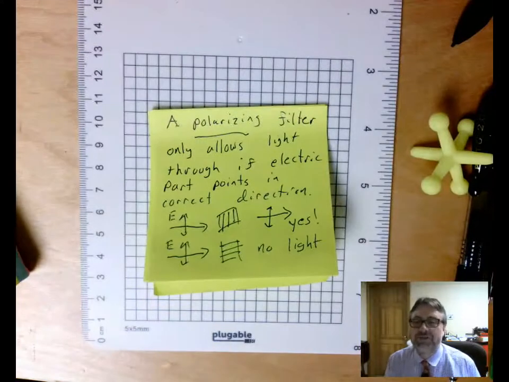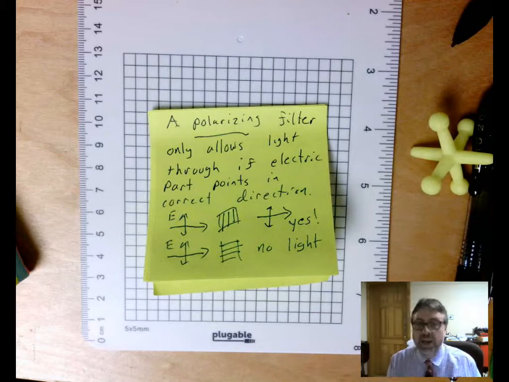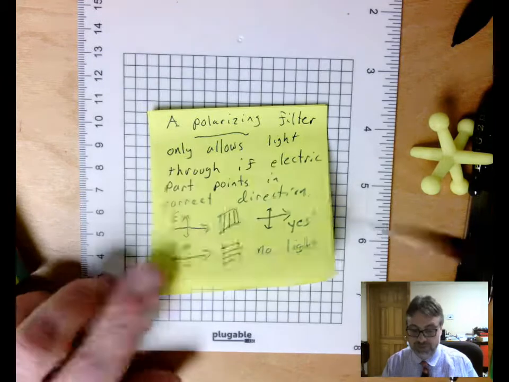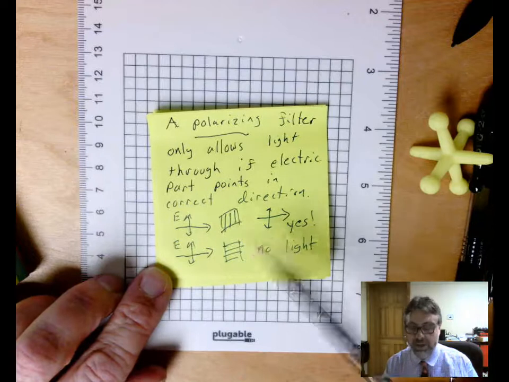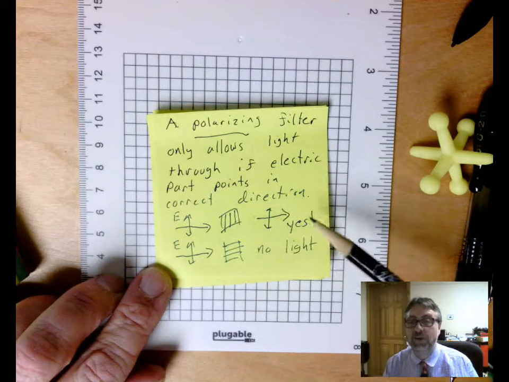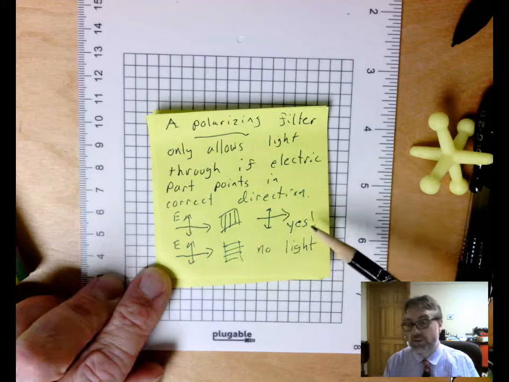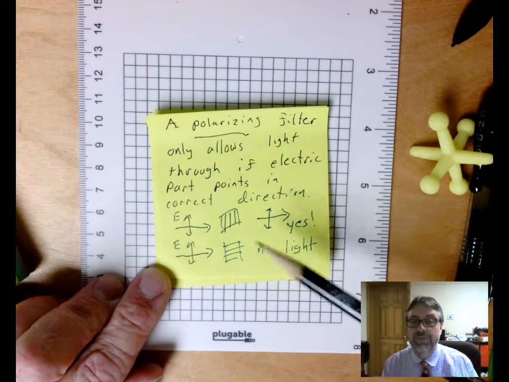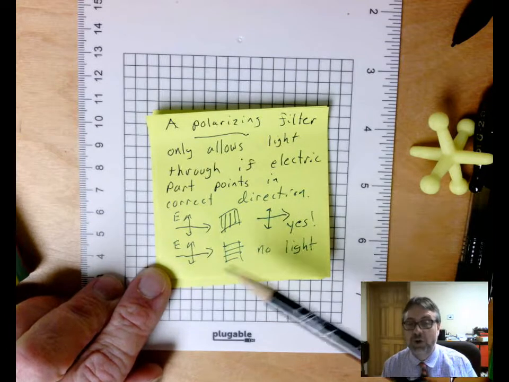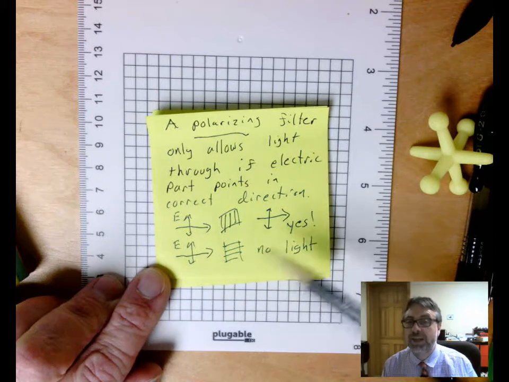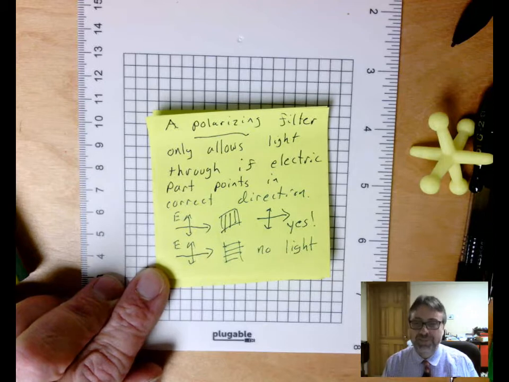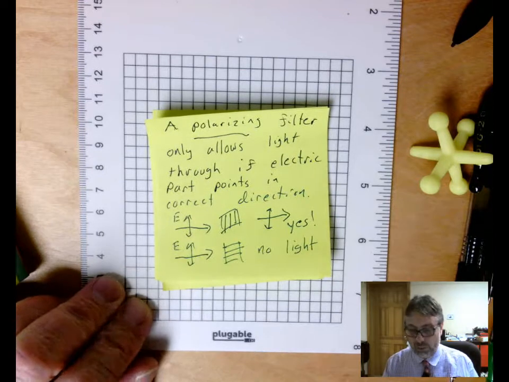Now, a polarization filter only allows light through if the electric part points in the correct direction. I'll show you some of my polarization filters in a second, but here's a simple representation. So here, if my electric field is vibrating up and down relative to the way the light's moving, and my filter is also set up and down, that light ray can go right through because the electric part points in the right direction. But if I rotate the filter so the fence lies sideways, when this light ray tries to come through, it's going to be blocked. Okay? But let's take a look at it in the real world and see what polarization filters really look like.